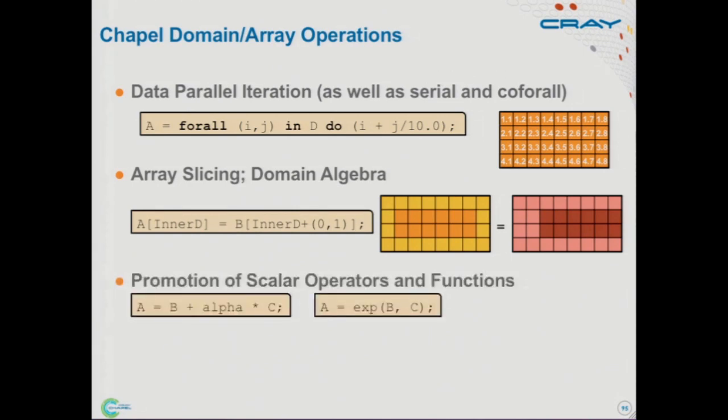We also support promotion of scalar operators and functions over arrays. In this case, this is just the normal plus and times and assignment operator. This is the normal math exponentiation operator. All of these things are only defined on scalar values, but you can give them array arguments, and basically what will happen is we'll compute those values on every array argument.